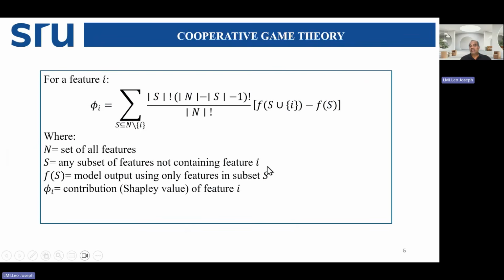That is the one I'm taking from the computation with the entire set of players, including everyone. So if I do that, what will I get? I will get the contribution of the particular player indirectly. That is the magic of this formula. So f of S is nothing but the model output using only the features in the subset.